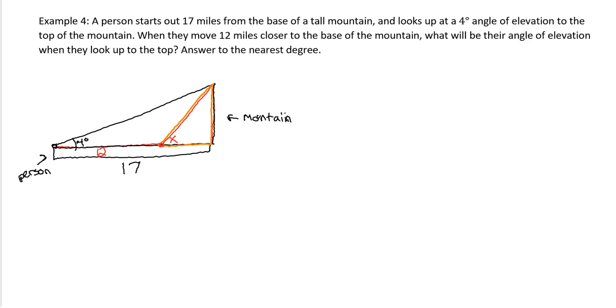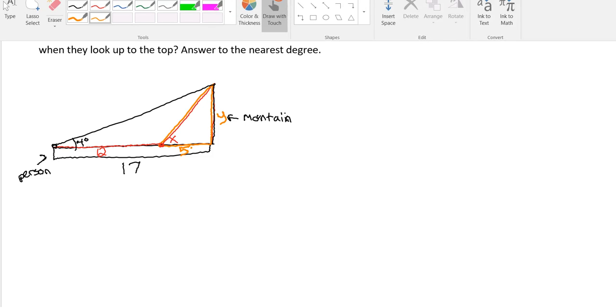The easiest side for me to know is here, because if I have 12 here and this whole thing is 17, I already know this is 5. Okay, so that one was easy. That'll always be that easy. The other thing I need to know is the height of the mountain. So I'm going to put a y there. Well, I can solve for that y.